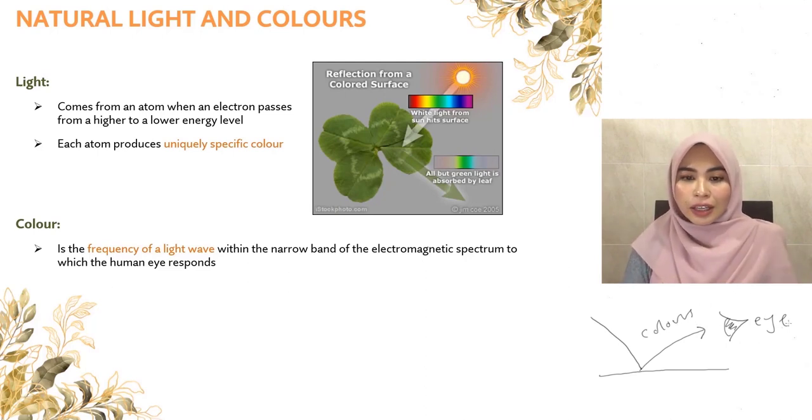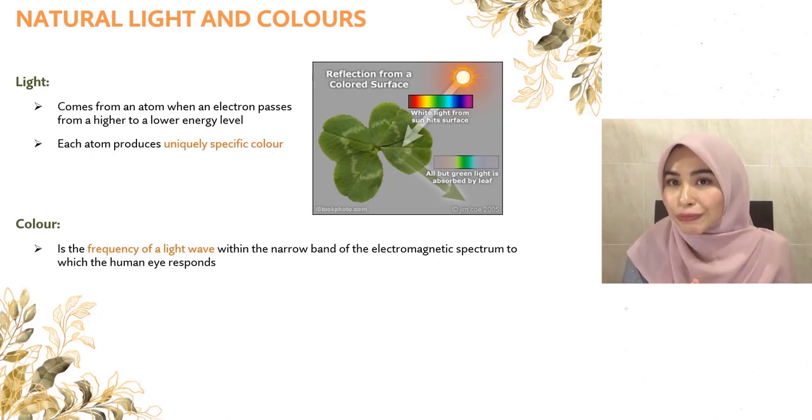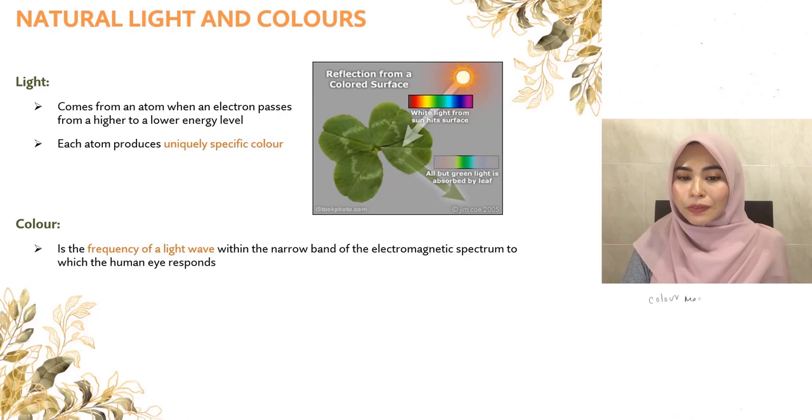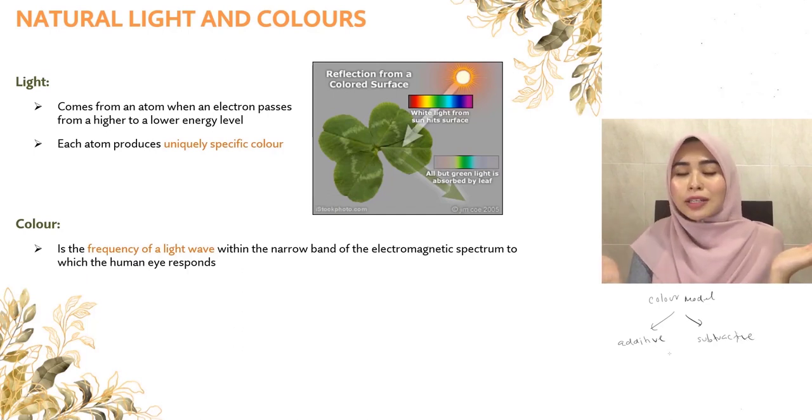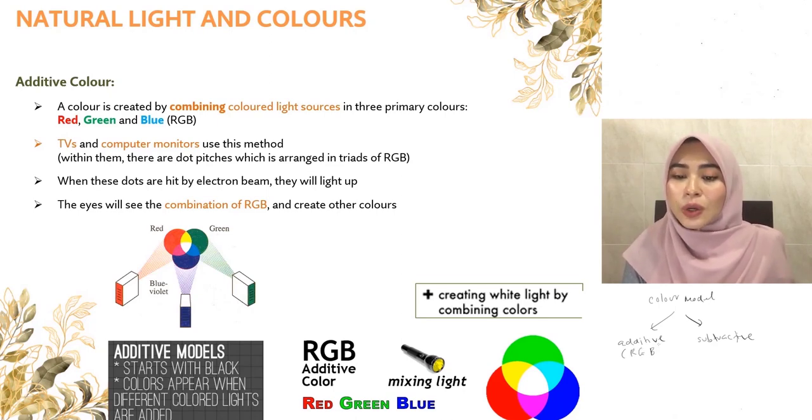All right? Now, the two most important color models that you need to know are called additive color and subtractive color. It is a complete opposite of one another. Again, I repeat, the two color models that you need to know are additive color and subtractive color. So what is the difference between the two? Additive color are colors that are created by combining colored light sources in three primary colors. When we talk about additive color, we're talking about these three colors in particular: red, green, and blue.